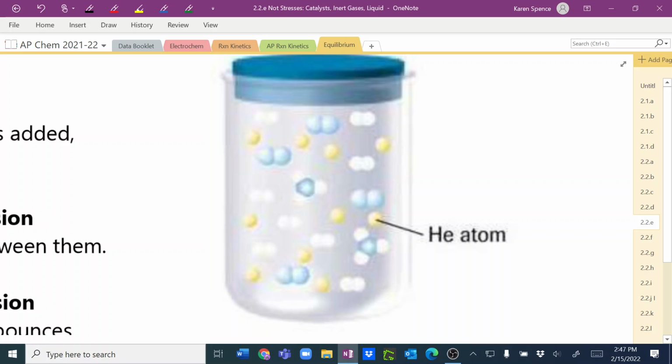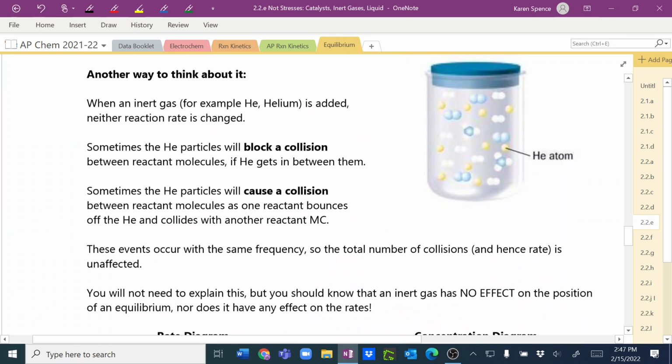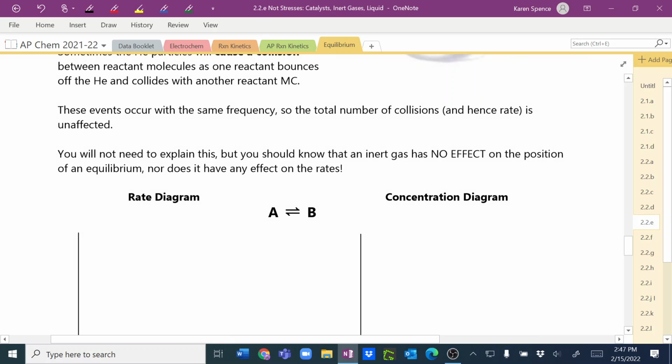So the easiest thing to remember is that an inert gas does not affect it because it's not changing the concentrations. Okay? Don't get all wound up in, oh my gosh, they're blocking the collision. No, there's no blocking. There's no extra collisions. It just doesn't affect the concentrations, doesn't affect the position.